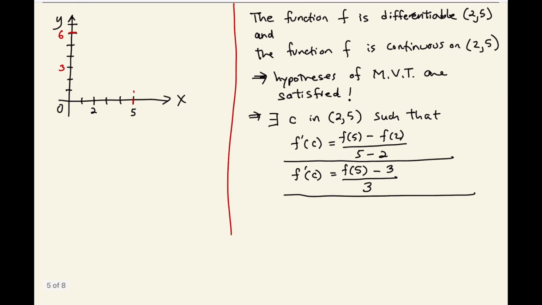The next thing I'm going to do, since the original question was about how big f of 5 can be, is solve for f of 5. So 3 times f prime of c is equal to f of 5 minus 3 (since f of 2 is negative 3, this is f of 5 plus 3). Now I'm going to add 3 to both sides. So I have 3 times f prime of c plus 3 is equal to f of 5. I don't know what f of 5 is; it was never given. And we don't know what c is. But we do know something about f prime of c.